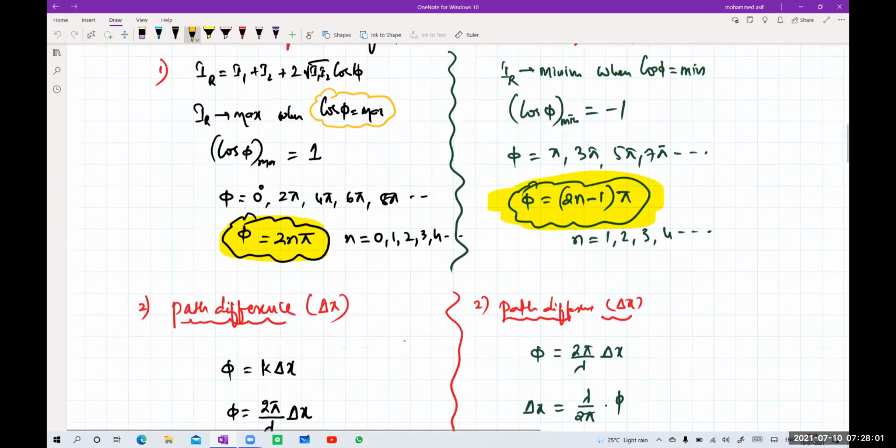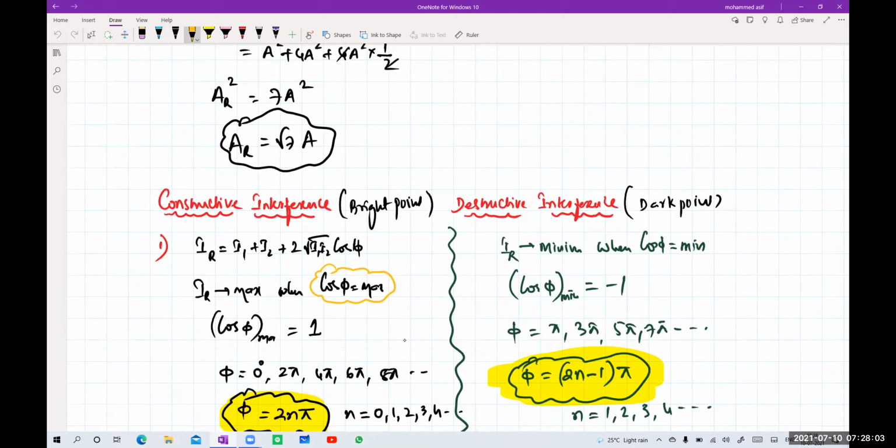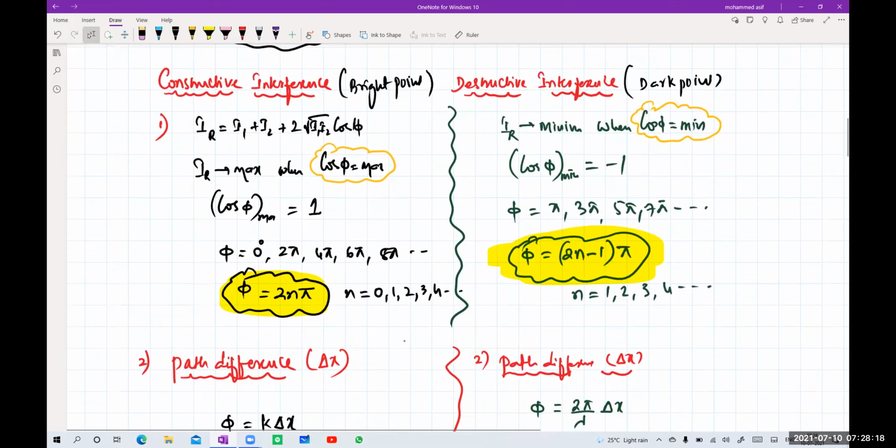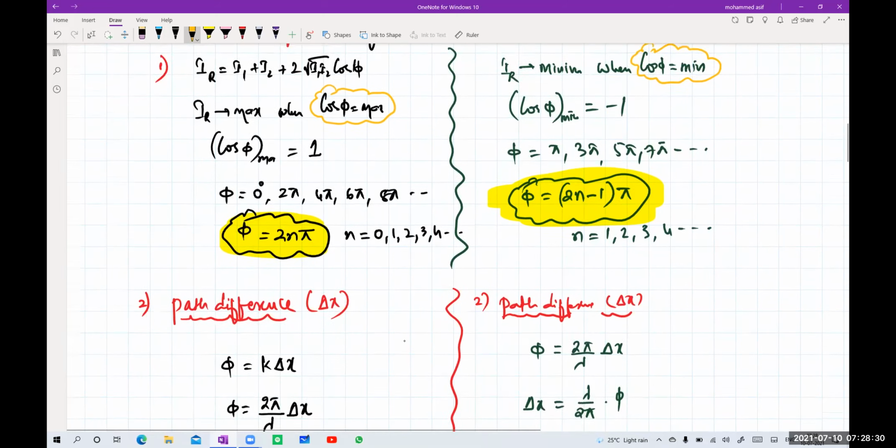The same way, if I'm going for destructive interference, beta, also called a dark point, I_R will be the minimum. So when will it become minimum? When cos phi value is minimum. That means the minimum value of cos phi is how much? -1, isn't it? So phi value is equal to how much? Pi, 3 pi, 5 pi, 7 pi, go on like that. So if I take phi equal to 2n minus 1 into pi, then you start n equal to 1. If I take phi as 2n plus 1, then you start again from n equal to 0. That's the only difference you need to remember.